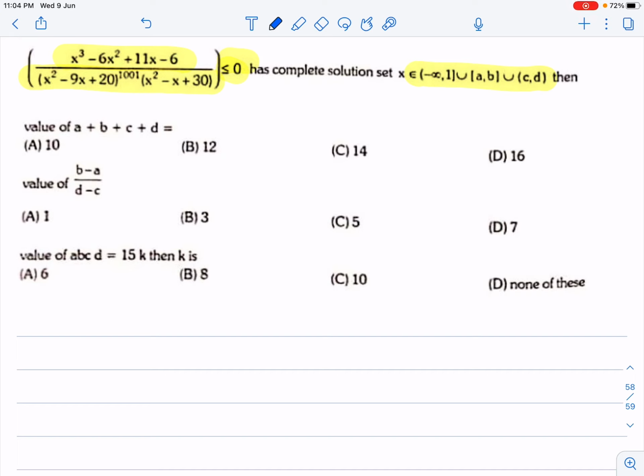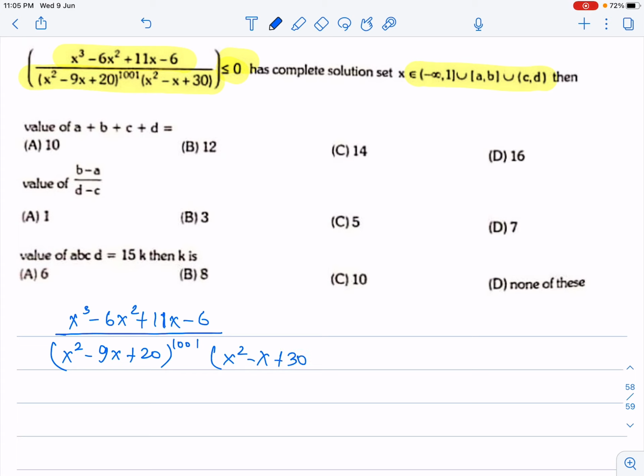So the very first thing: we have a cubic in the numerator, that is x cube minus 6x square plus 11x minus 6, divided by x square minus 9x plus 20, to the power 1001 is given to you, multiplied by x square minus x plus 30, and this whole thing is less than or equal to 0.